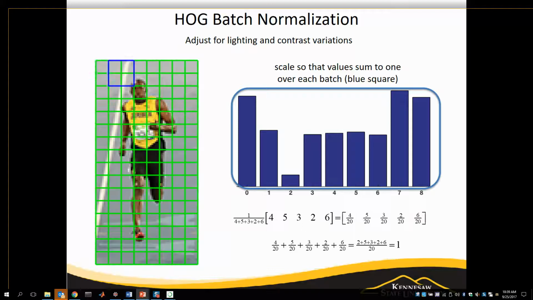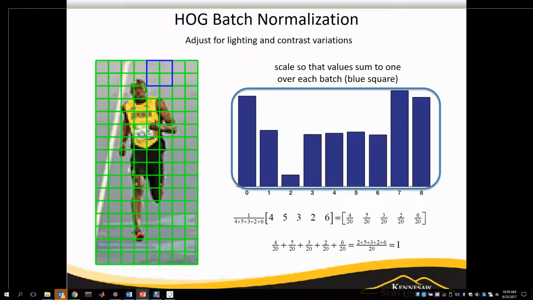We have to decide how big what we call a block is, and the blue rectangle is a block. In this particular case, we're using 2x2 cells to define a block. Inside a block, we take all of the histogram values of the 4 cells. If we have 9 bins, we're going to have 4 times 9 histogram values, and we're going to normalize them so that they sum to 1.